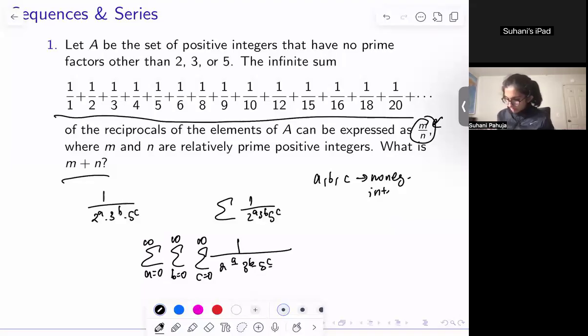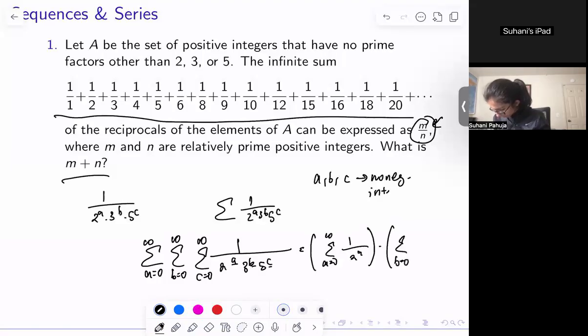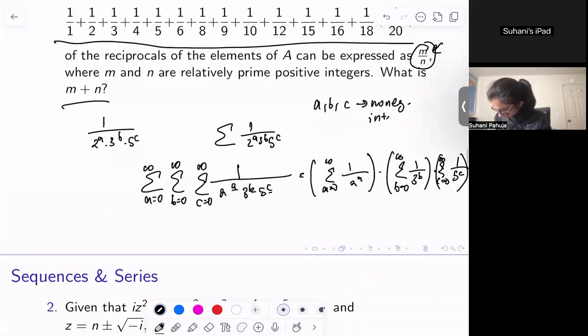But then what you realize is that if we're able to choose any value of a, any value of b, and any value of c, we can essentially write this as a summation from a goes from 0 to infinity of 1 over 2 to the a times the summation from b equals 0 to infinity of 1 over 3 to the b times the summation where c goes from 0 to infinity of 1 over 5 to the c. And then this just basically becomes a product of 3 different geometric series.